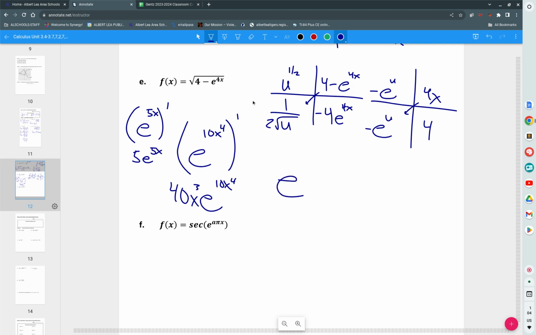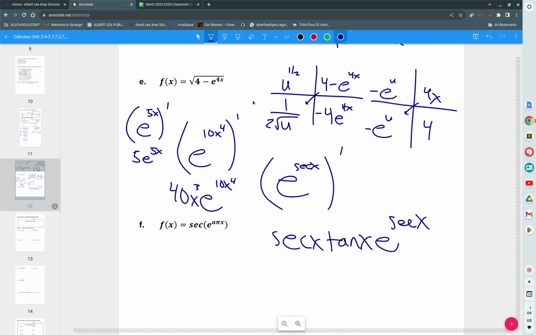So if you have e to the secant of x, what's the derivative of secant? Secant of x times the tangent of x times e to the secant of x. So it just ends up being the derivative of the exponent times the function. So that makes working with e really nice.